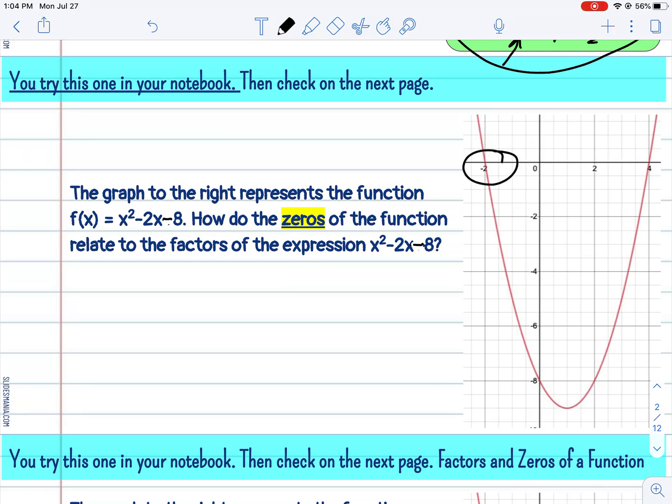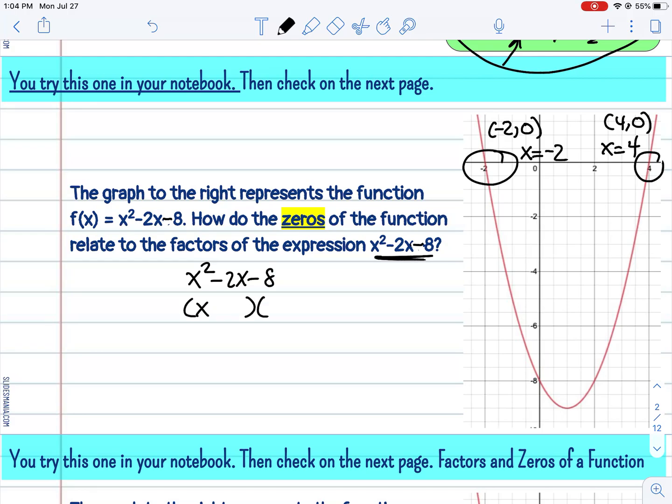Okay, so if you're looking at the graph, we know there's an x-intercept at -2, 0, and the 0 is -2, an x-intercept over here at 4, 0 with the 0 of 4. If I take this expression and I look at my factors, I'm going to do x and x, and then remember we look at the 8. So I could do 1 times 8 or I could do 2 times 4, but in the end I gotta get -2 when I combine those outsides and insides when I'm distributing. So I think I'm going to go +2 and -4 in this case to make that -2 in the middle.